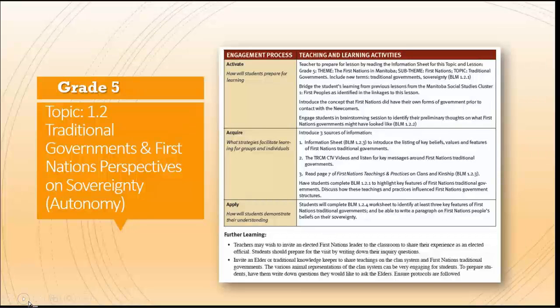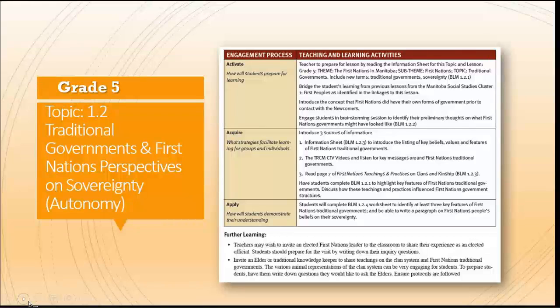So what do you do in this lesson? You'd have kids explore this. What does First Nations traditional governance look like? So you would have to set this up. You can see in the activating, do what you want. I mean, do a brainstorming session, whatever you want, jigsaw activity. When the kids start to dive deeper, you're going to gain new information. There's different things you can do.